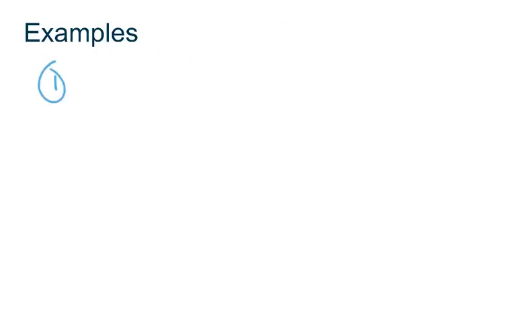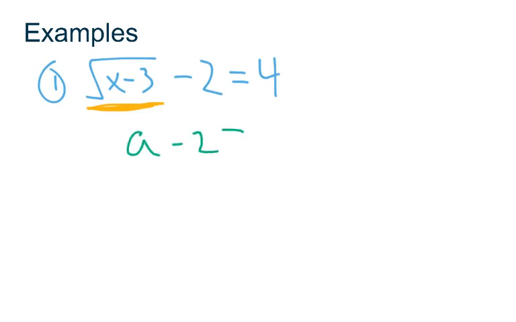Let's start off with something like the square root of x minus 3, minus 2, is equal to 4. In a situation like this, we want to first of all isolate the radical. We need to get this by itself. To borrow the idea of what we were doing with linear equations, you could think of this whole equation as a minus 2 equals 4. How would you solve for a? We're going to use the exact same process, but this time with a radical in there.